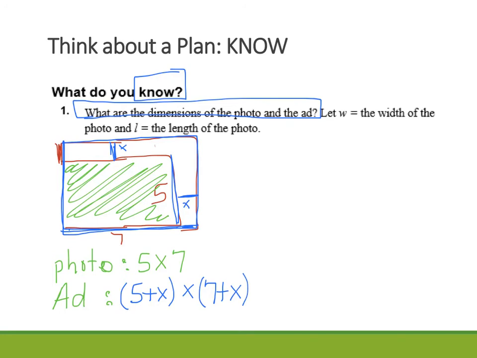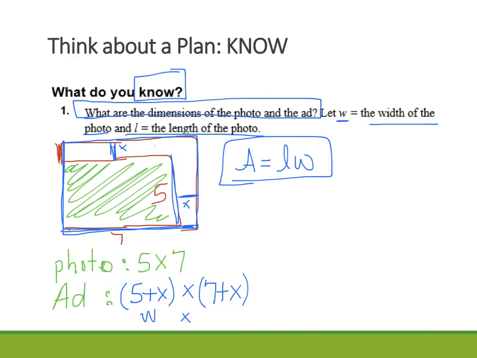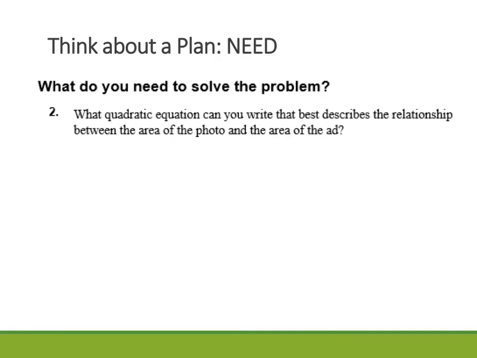Now, they're telling us to let W be the width of the photo and L be the length of the photo. So if you were going to look at this in terms of area, what they're basically saying is area is length times width, and we're going to be using this formula to help us. The other thing that we could do is say this is the width and this is the length, W and L. Okay, let's keep going. Again, what we're doing is we're just trying to dissect the problem.